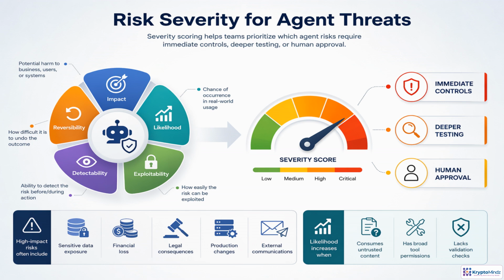Severity scoring turns concern into action. For agent threats, do not rank risk by impact alone. Combine impact, likelihood, exploitability, detectability, and reversibility. A leaked prompt may be embarrassing, but an unauthorized refund or production database change can create lasting damage. Likelihood rises when agents read untrusted content, hold broad tool permissions, or skip validation checks. Reversibility is often the tiebreaker. Sending emails, deleting records, issuing payments, or publishing content may be hard to undo. Use the score to choose the response. Accept low risk, test medium risk, require approval for high risk, and add immediate controls for critical risk.